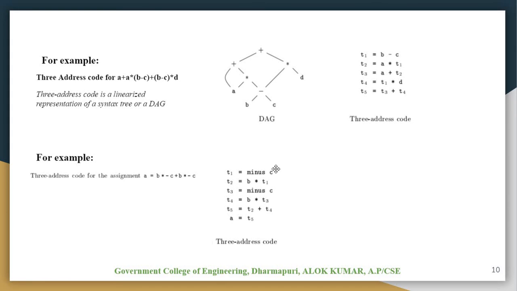If we write like this, it is also okay up to this point. After that we can optimize this also. So minus c is t3, so b into t3 is t4, and t2 plus t4 we keep in the t5 variable, and t5 we keep in the a variable. Like this manner we have not used more than three references for writing this three address code.